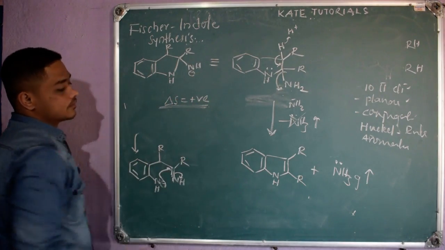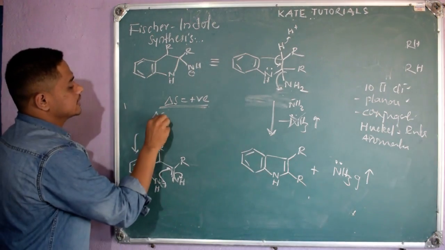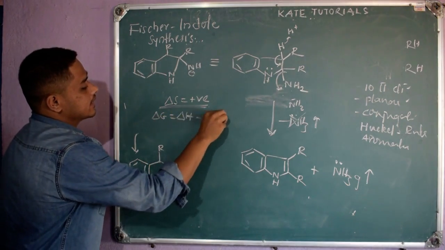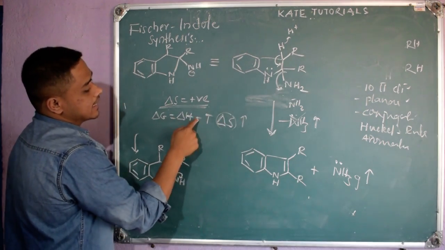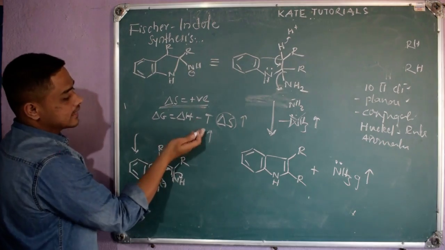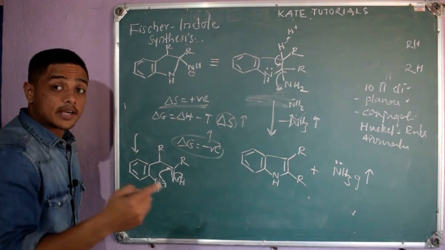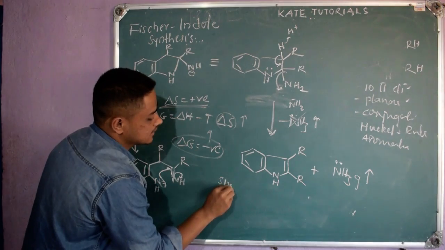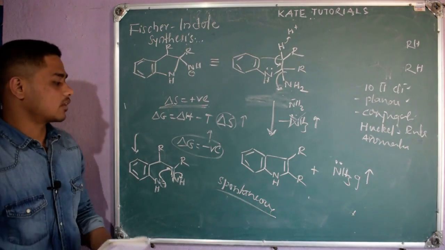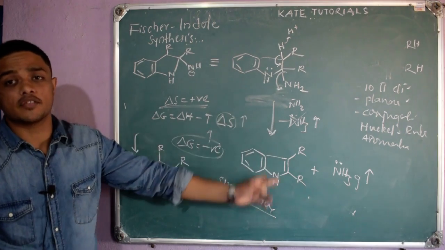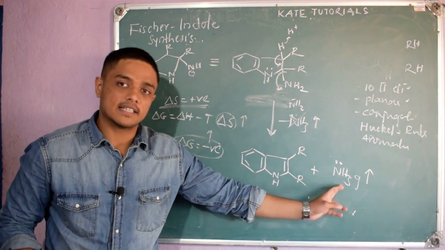So from thermodynamics, we have studied that delta G is equal to delta H minus T delta S, right? As delta S becomes more positive, this negative term will keep on increasing. As it keeps on increasing, delta G will become negative. Delta G becoming negative means the reaction will be spontaneous, meaning without putting in much energy, the reaction happens very quickly. The reason is that entropy increases because of the liberation of a gas, that is ammonia.